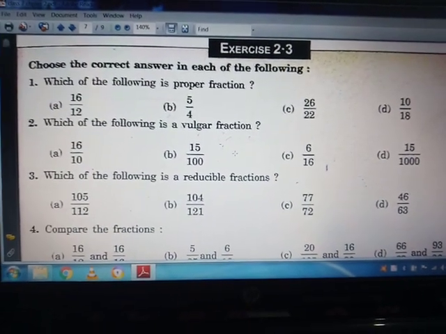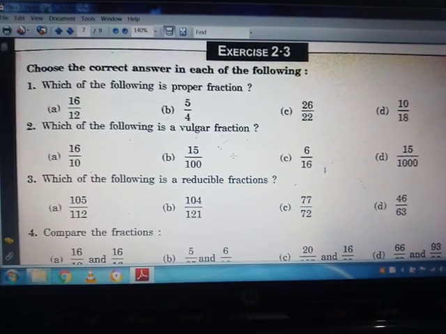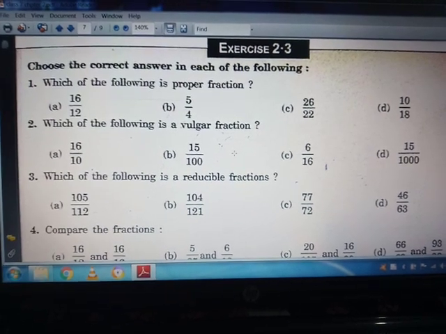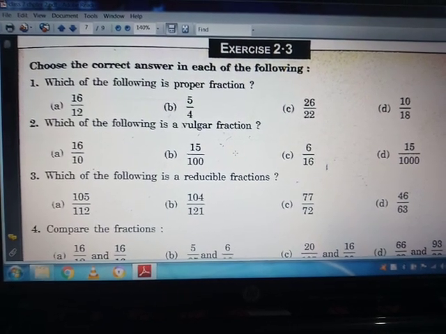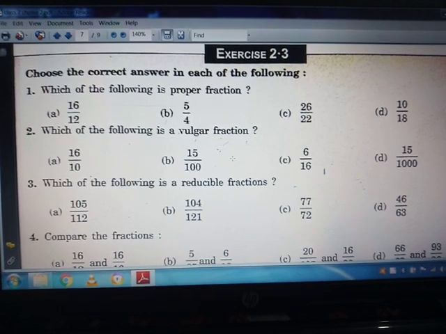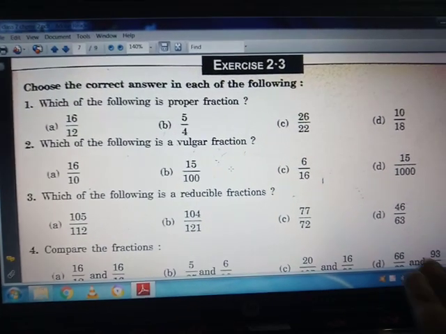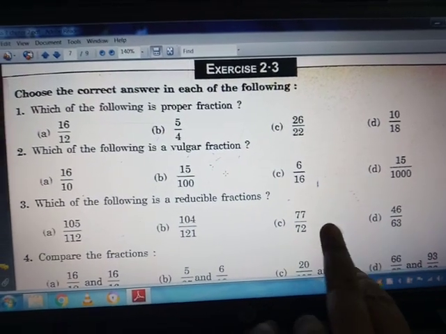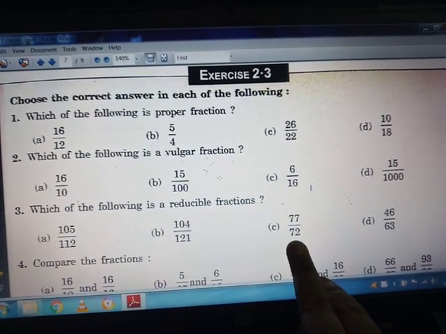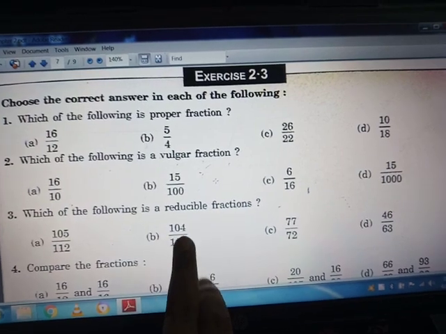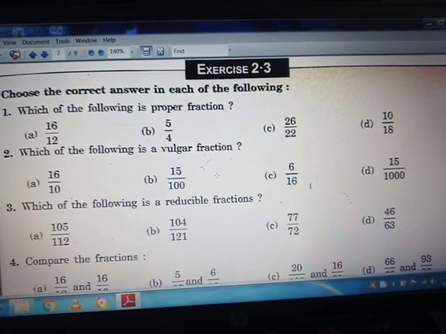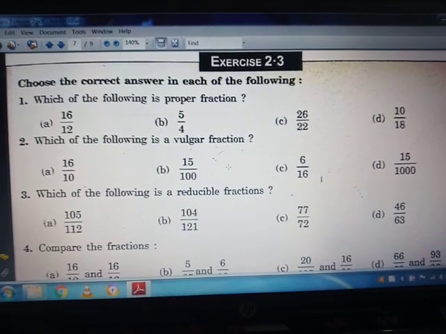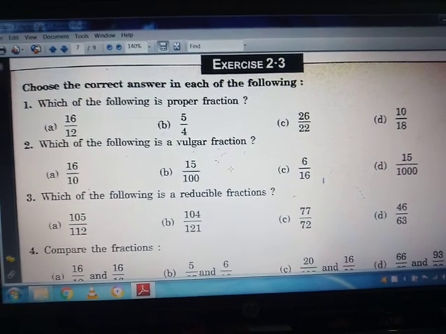If you are going to cut the denominator and numerator values, these values will be cut. You can see here it is 46 by 63, you cannot cut them. Here it is 77 by 72, you cannot cut them. And here it is 104 upon 121. Consider this, it cannot be cut.